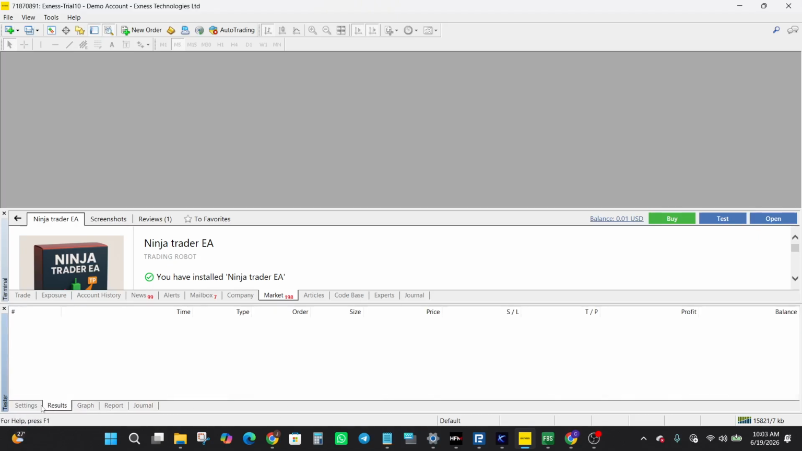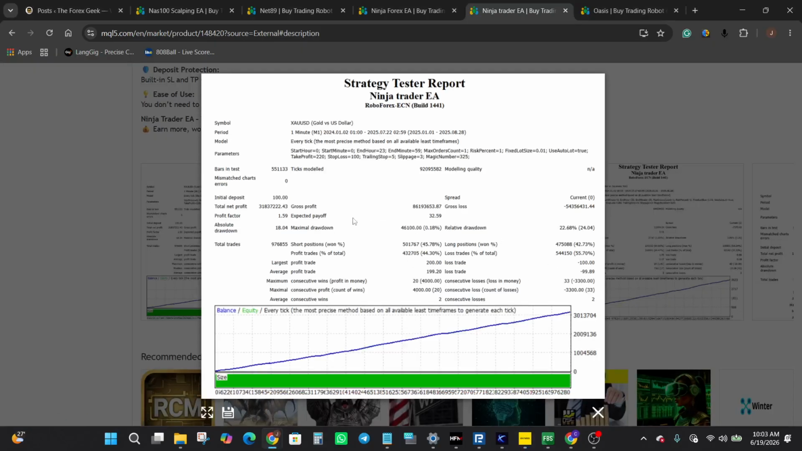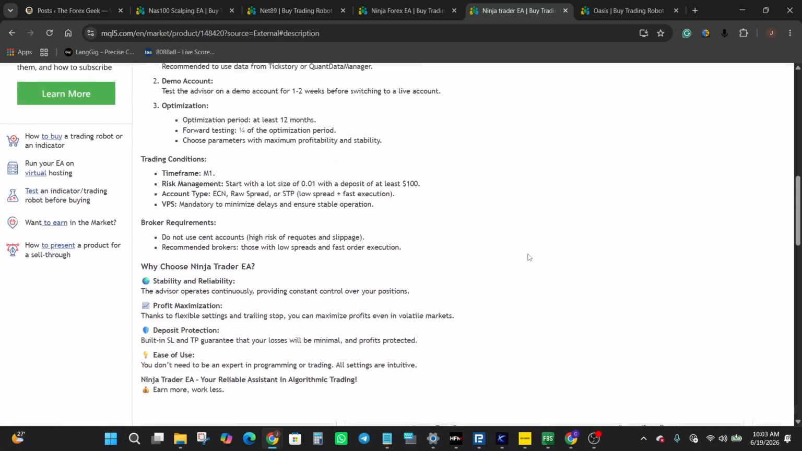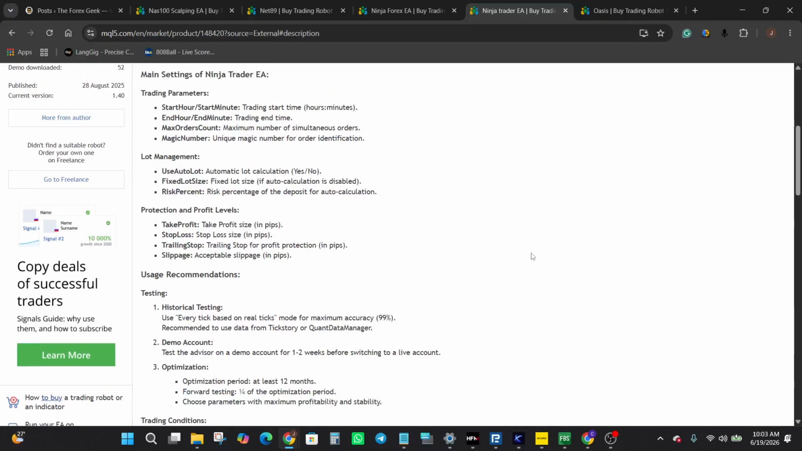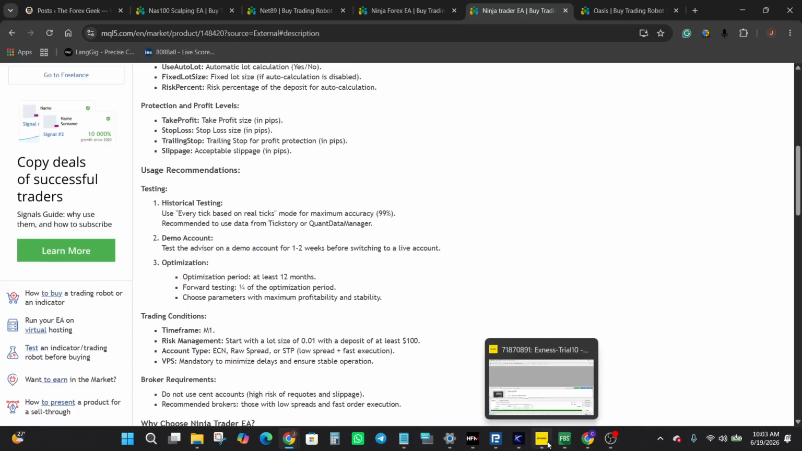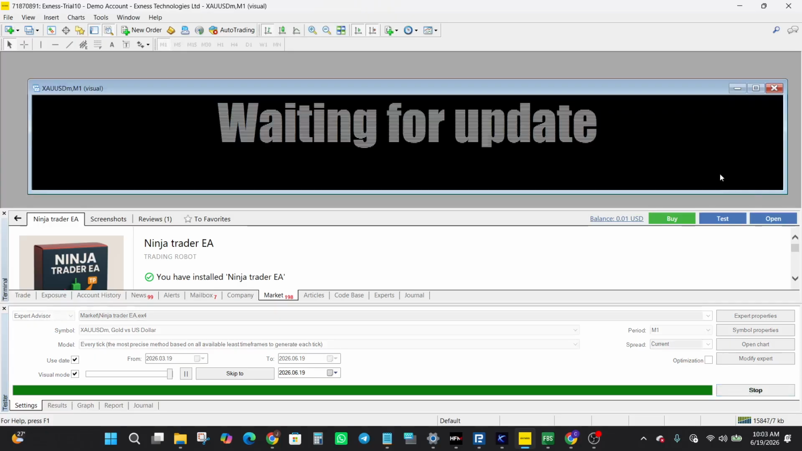But based on what we have seen on the MQL5 Marketplace page, the backtesting results provided here, the EA seems to be doing pretty well. But remember that backtest results do not guarantee future performance. Let's just go see the EA in action regardless. So I'm turning on the visuals. Right.